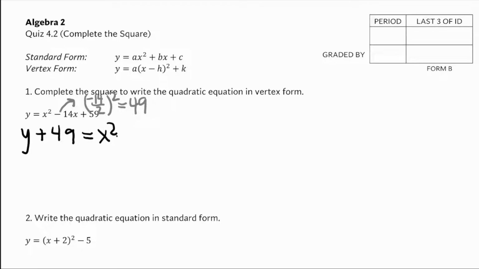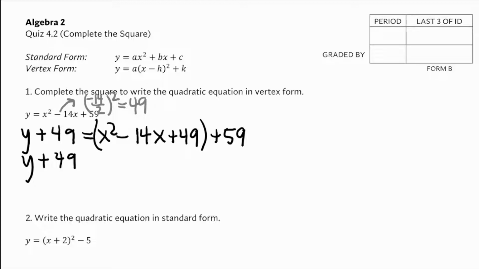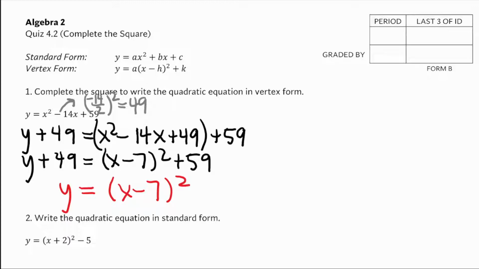x squared minus 14x plus 49. And I still have that plus 59. But I don't want to add them together, right? I'm going to use the 49 to factor, and then I'll subtract away from the 59 with this 49 that I added over here. So I'm going to factor on the right side in the parentheses. That's going to be x minus 7 squared. And then I'll still have that plus 59. And then I'll subtract 49 from both sides to put this in vertex form, and I'll get y equals x minus 7 squared plus 10.